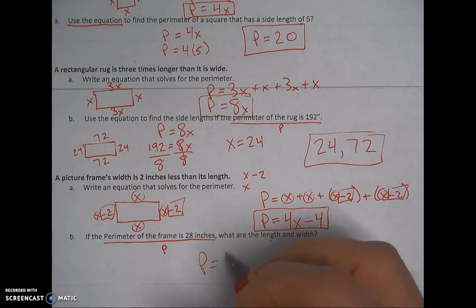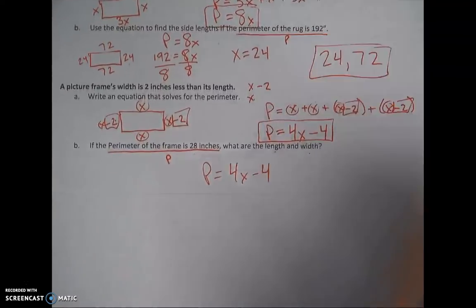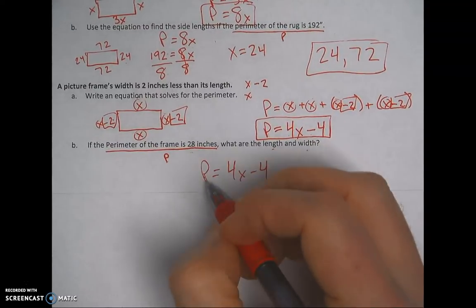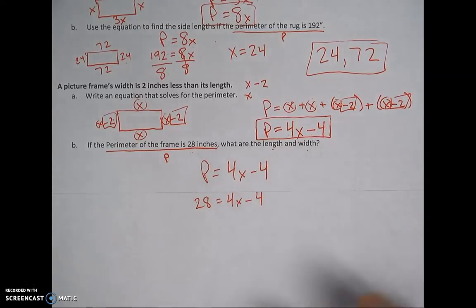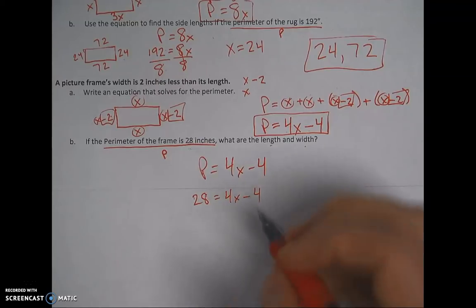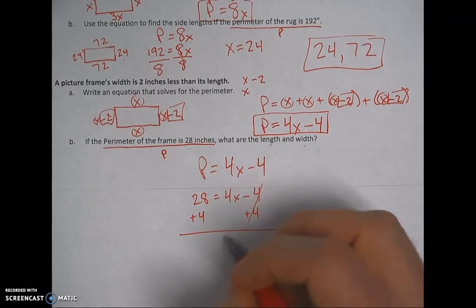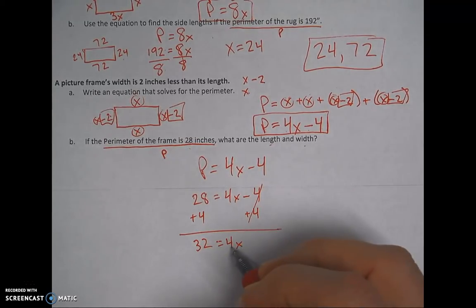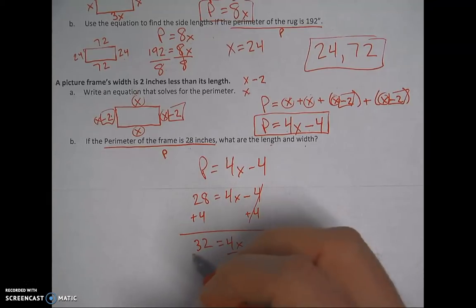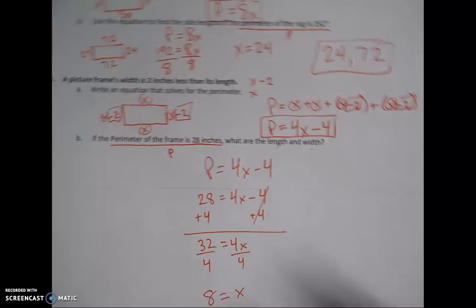So let's start with the equation. Perimeter equals 4x minus 4. Plug in for P, so P becomes a 28. And solve your little two-step. Get x by itself. So add 4. And you get 4x equals 32. To get x by itself, you're going to divide. And so you get x equals 8.